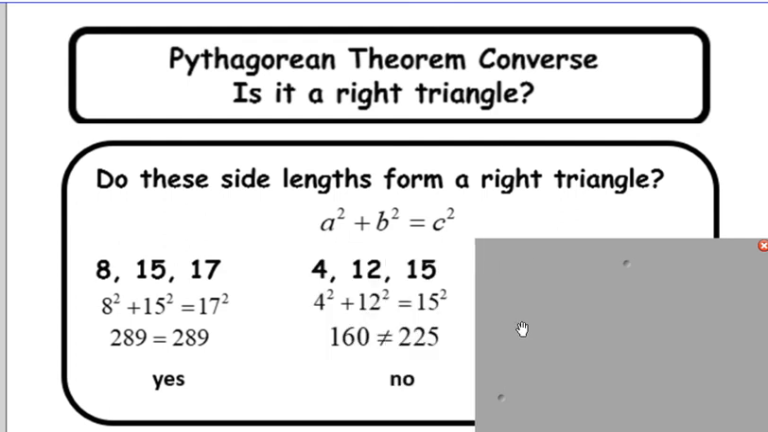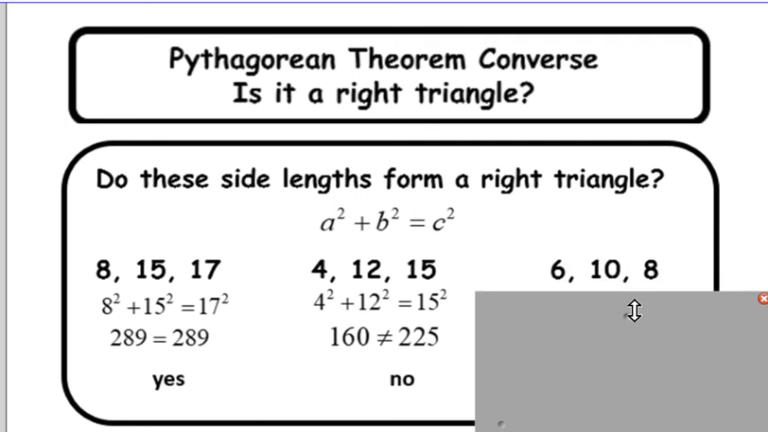Our next example is 4, 12, 15. 4 squared plus 12 squared equals 15 squared. 160 is not equal to 225, so no, a triangle with the side lengths 4, 12, 15 is not a right triangle.